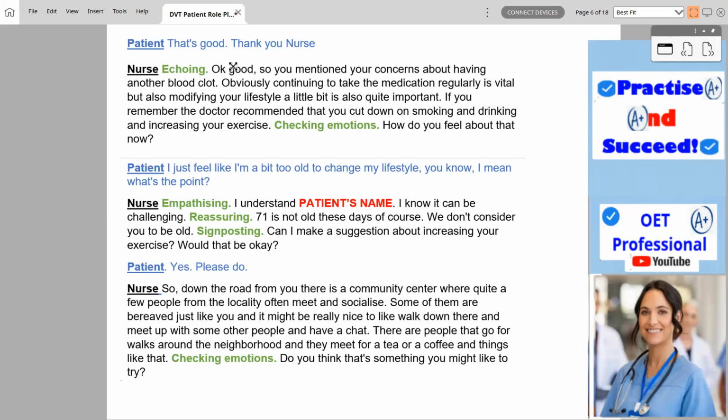Okay, good. So you mentioned your concerns about having another blood clot. Obviously, continuing to take the medication regularly is vital, but also modifying your lifestyle a little bit is quite important. If you remember, the doctor recommended that you cut down on smoking and drinking and increase your exercise. How do you feel about that now? I just feel like I'm a bit too old to change my lifestyle, you know? I mean, what's the point?